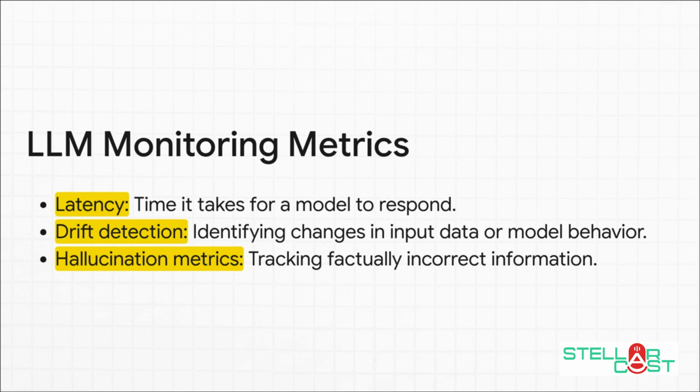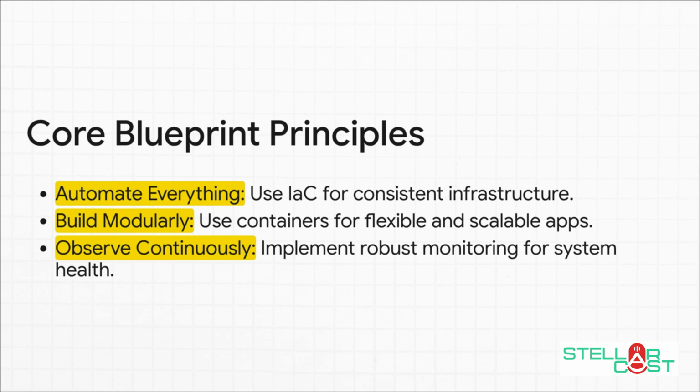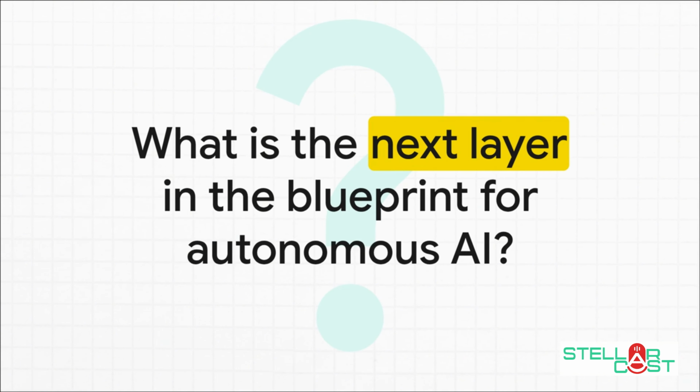So if we take a step back and look at our whole blueprint, it's really built on 3 core principles. 1, automate absolutely everything. 2, build with modular components like containers and services. And 3, observe continuously, because you can't fix what you can't see. These are really the pillars of any modern system. And that's our 4-layer blueprint.